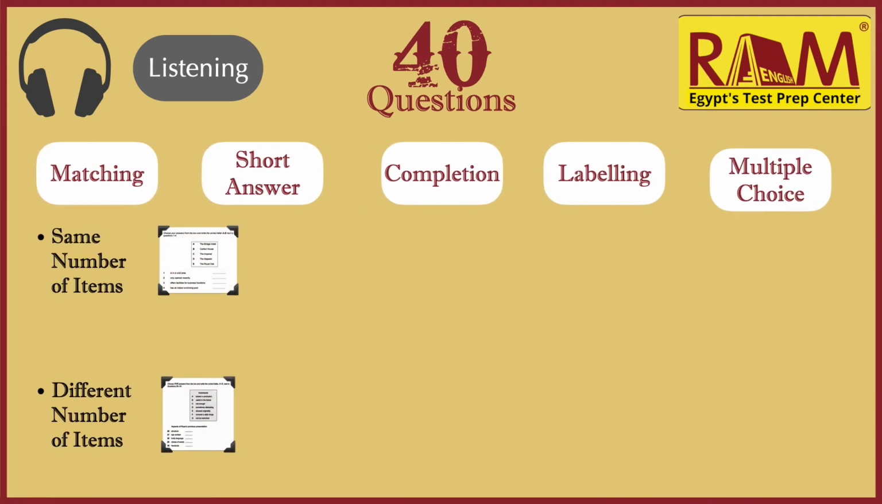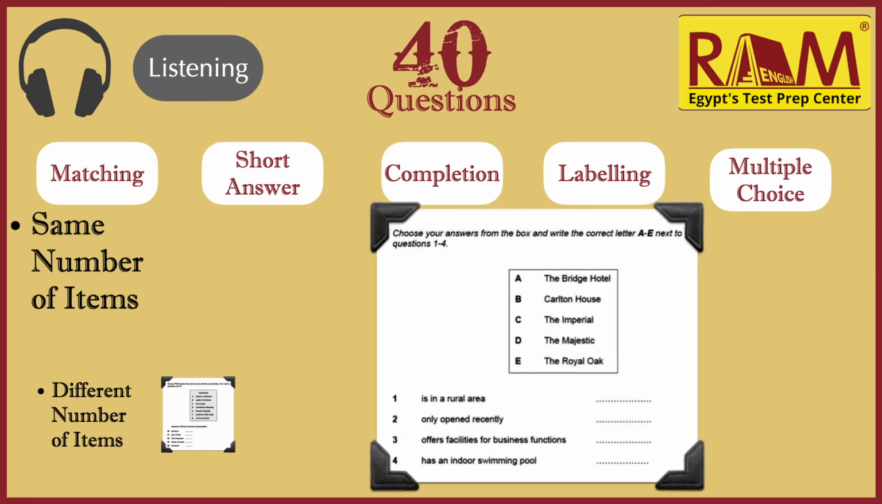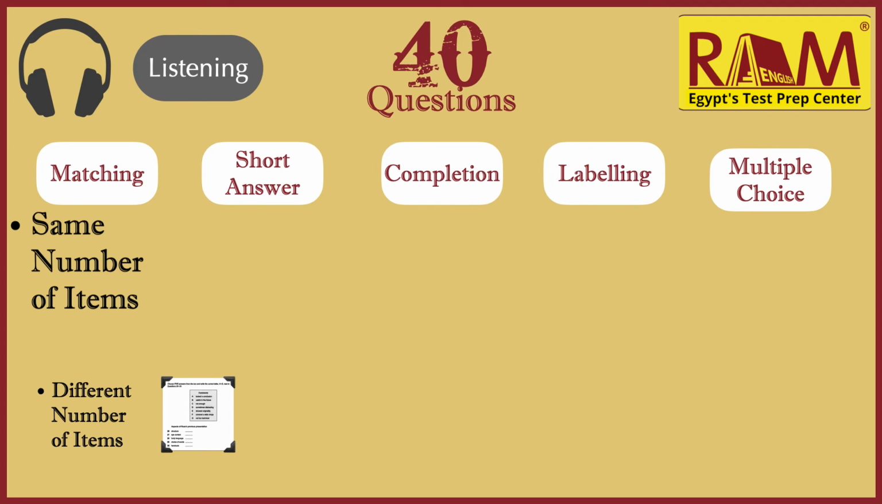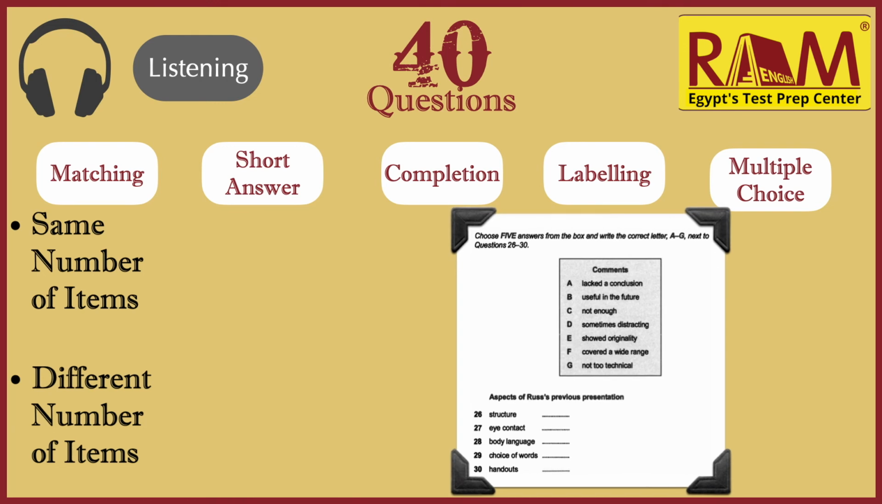The fourth type of listening questions is matching, in which he asks you to match items in a list of answer choices with items in a list of questions. You may see both lists having the same number of items, and here is a sample of how it looks on the test paper. Or you may find the number of items different, so the answer choices are more than items in the question list, and here is a sample of how it looks on the test paper.